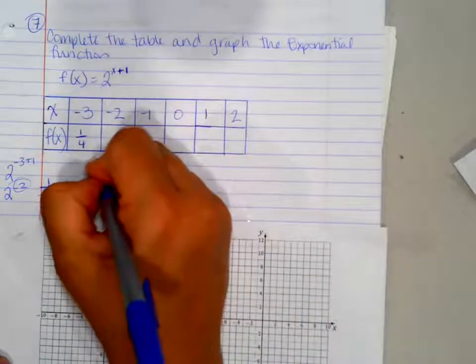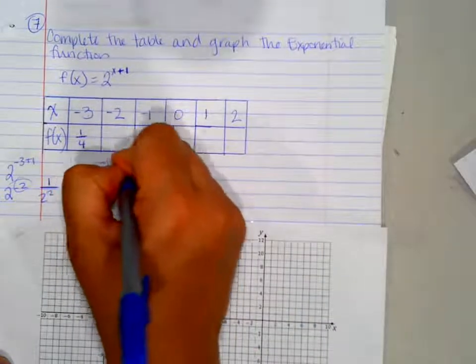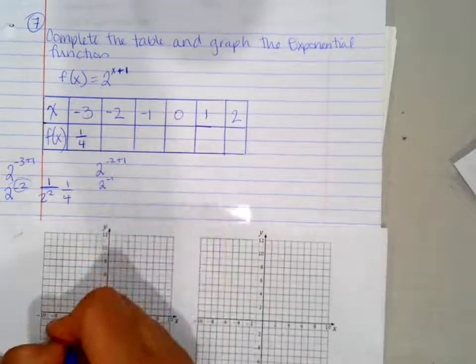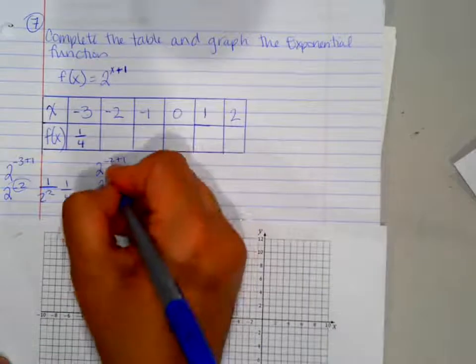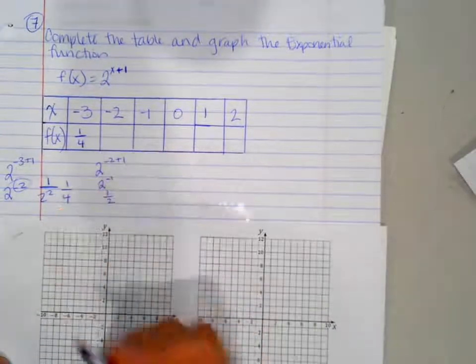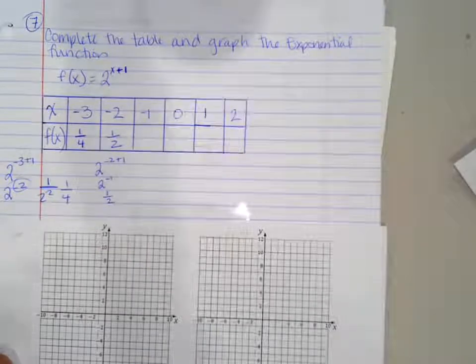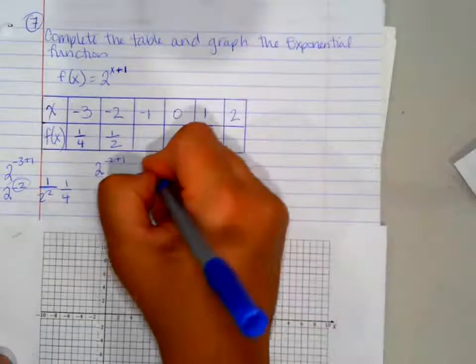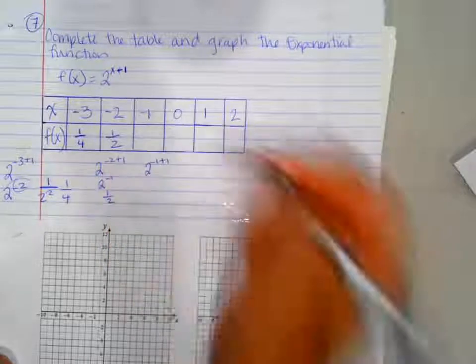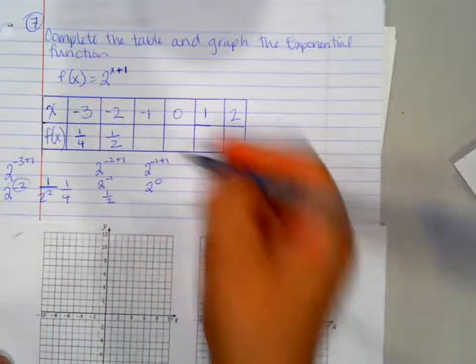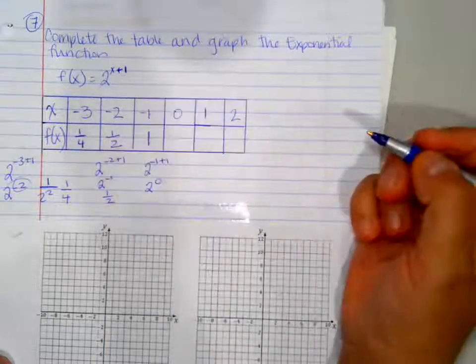Let's do negative 2 now. I've got 2 to the negative 2 plus 1 power, which is 2 to the negative 1. I can't have that, but I can bring it down, which gives me 1 over 2. Putting in negative 1: 2 to the negative 1 plus 1 gets me 2 to the 0 power. Anything to the 0 power is just 1. So that equals 1.